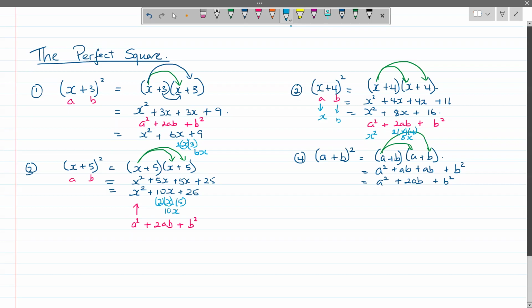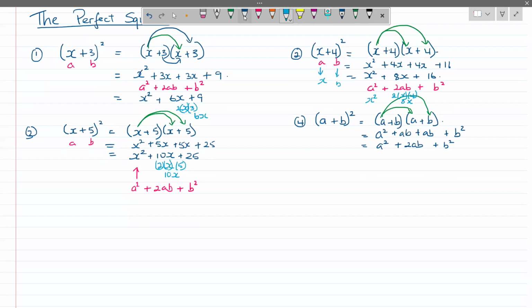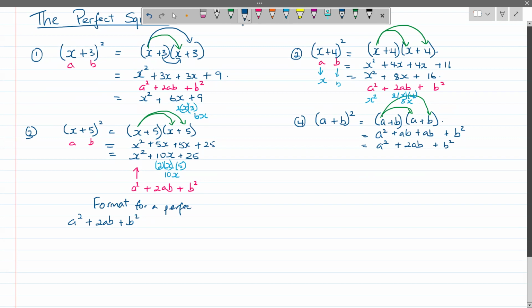So there's a formula. The perfect square, when we want to factor the perfect square, is always in the form a squared plus 2ab plus b squared. This is the format for a perfect square. And a perfect square will always factor to be (a + b) by (a + b), or in other words, (a + b) squared. The same bracket by itself, squared. Everybody understand that?